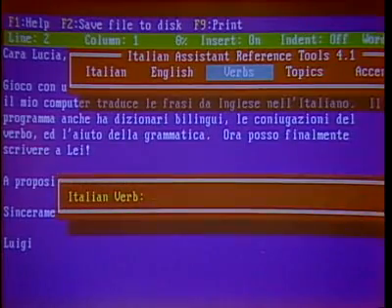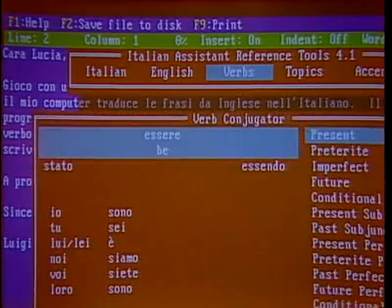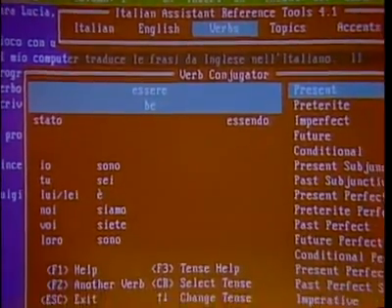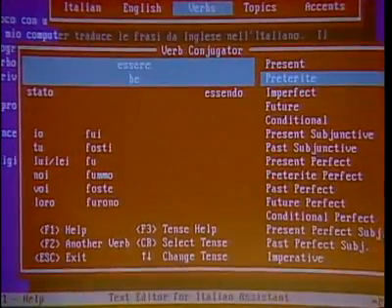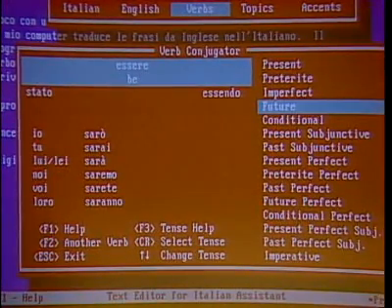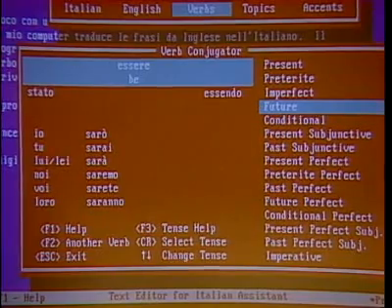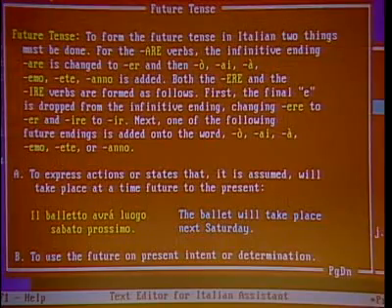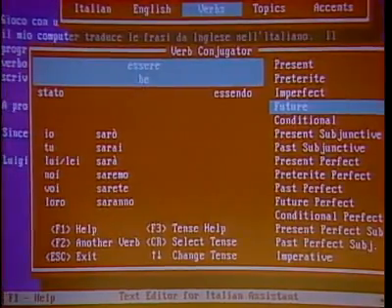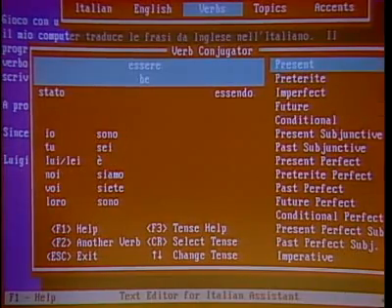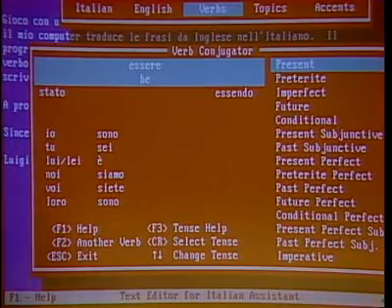Similarly, we can conjugate verbs. This will save people from carrying around those heavy verb conjugation books and remembering all the irregular ways to conjugate verbs. We've got grammar tense help connected to all of these so that you can look up the help for any of the particular tenses that you're looking at. And finally, we've got a method for entering accents as well, making entering accented characters very, very easy.